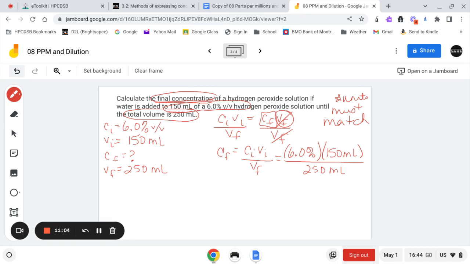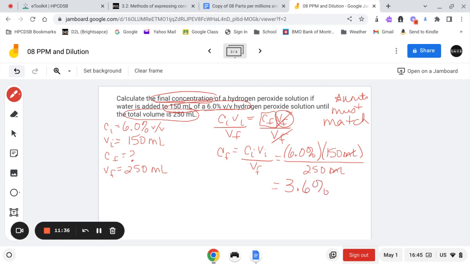For concentration, I'm using the 6% solution here, which just means that when I go through and solve for this, these milliliter units are going to cancel out, and I'm going to have a unit of percent after I do my calculation, which is totally fine. So let's do the math. You're going to follow along with me. We're going to take 6 times 150, and we're going to divide by 250. And I come up with a percent concentration of 3.6%.